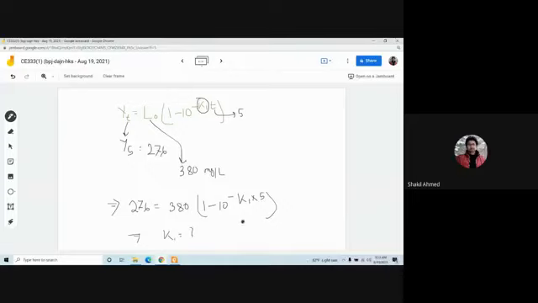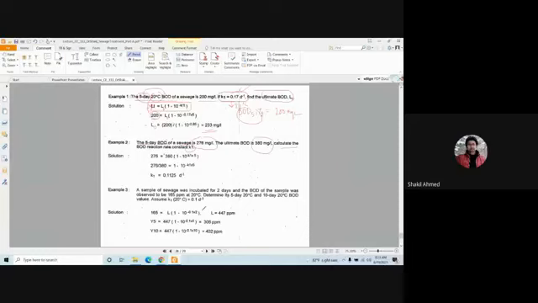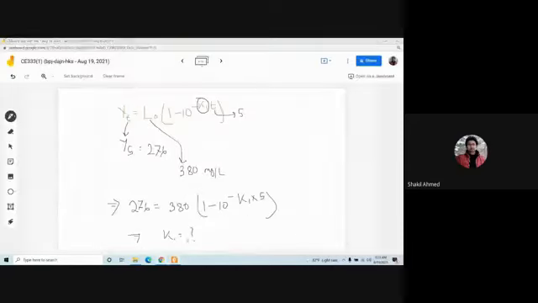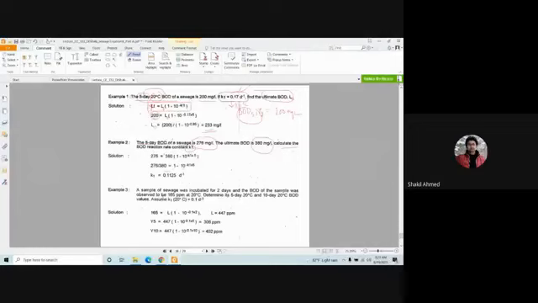Clear? Calculate this, please. Bring out your calculator and calculate this. Tell me the value, and see if it matches with this one.